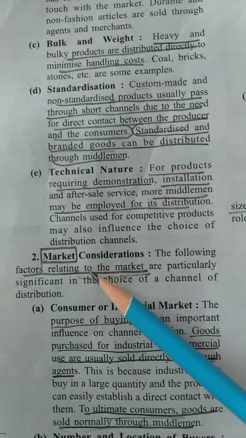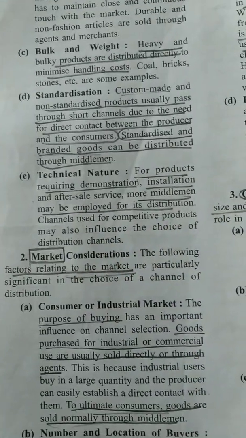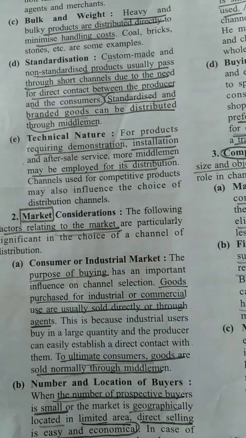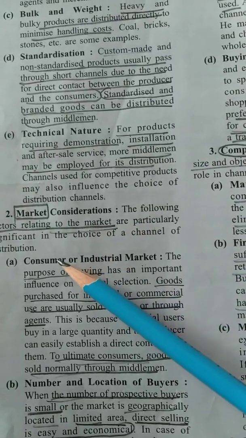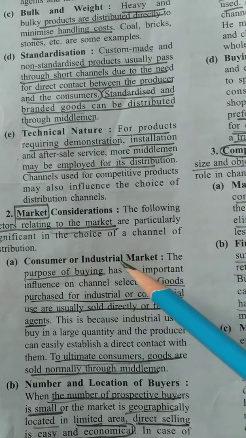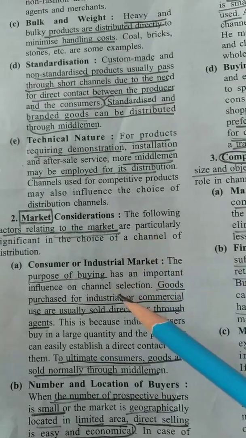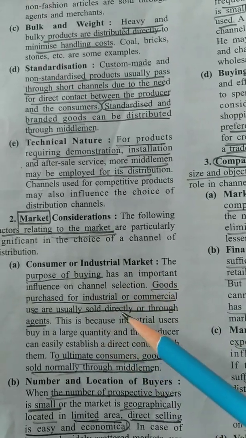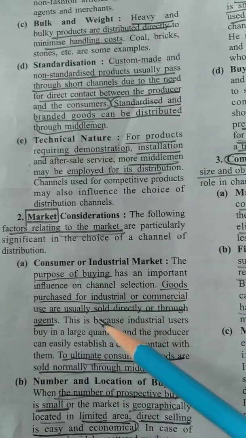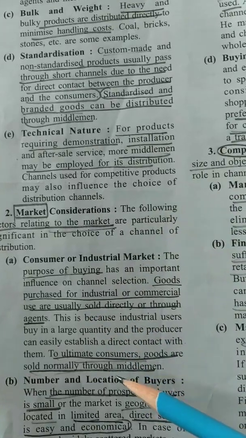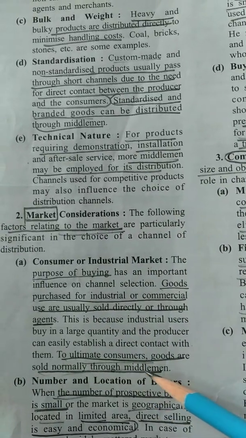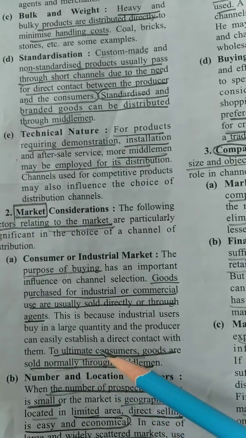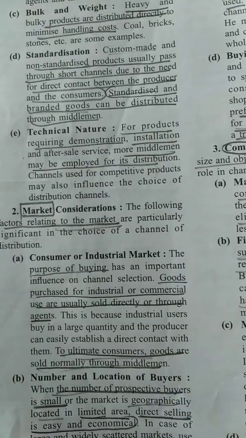Now coming to the market considerations, what market factors should be kept in mind while deciding the chain of distribution. First is whether the market is a consumer market or an industrial market, means the products will be used by the consumers directly for their own consumption or the products will be used for the further production of some other good. So the purpose of buying is important. Goods purchased for industrial purpose are sold directly through the agents. If you are selling the goods to ultimate customers, then they are sold to middlemen, such as if you want to buy a bread or butter from the shop, then the producer will sell to the retailer, who is the shopkeeper, and the retailer will sell to you.